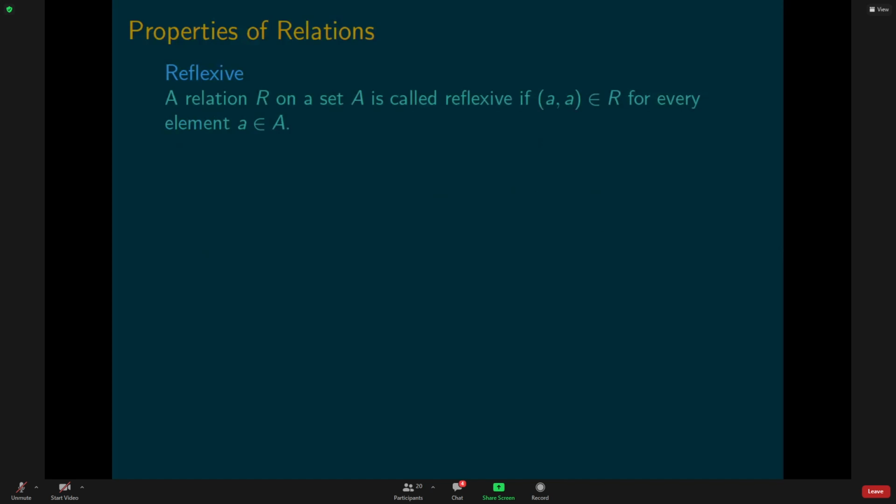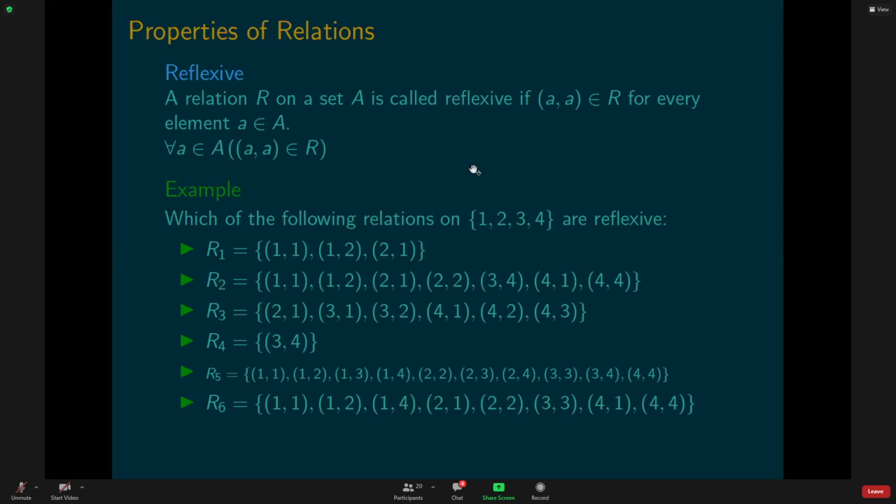Now we had properties of relations, right? A relation is reflexive if for all elements in our set, (a, a) is in the relation. So for all a in A, (a, a) is in R. Then R is called reflexive. Now we had some examples. Chatai, is R1 reflexive?